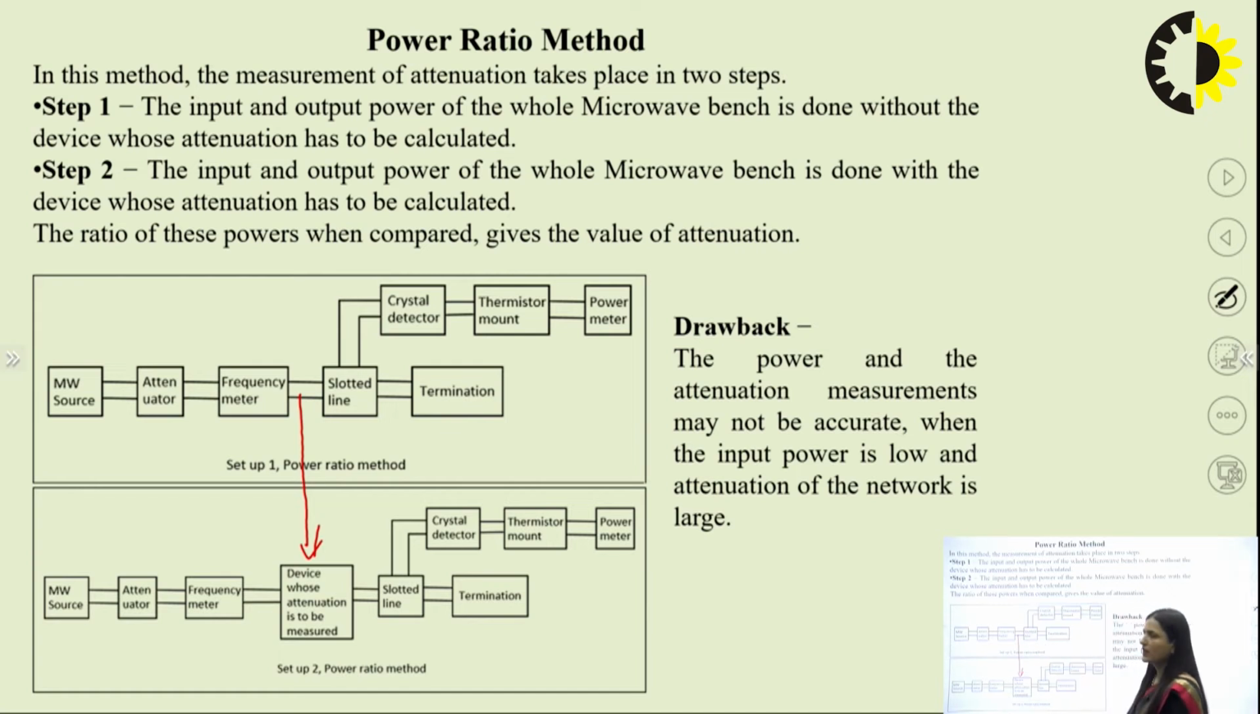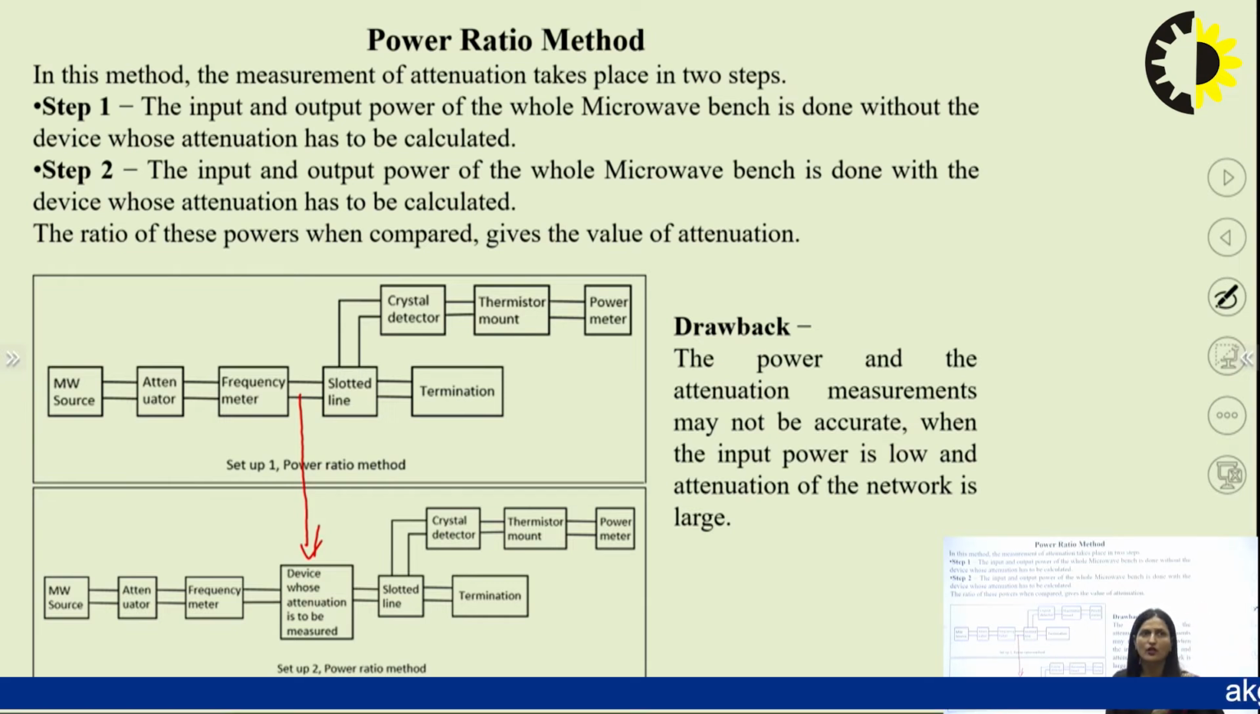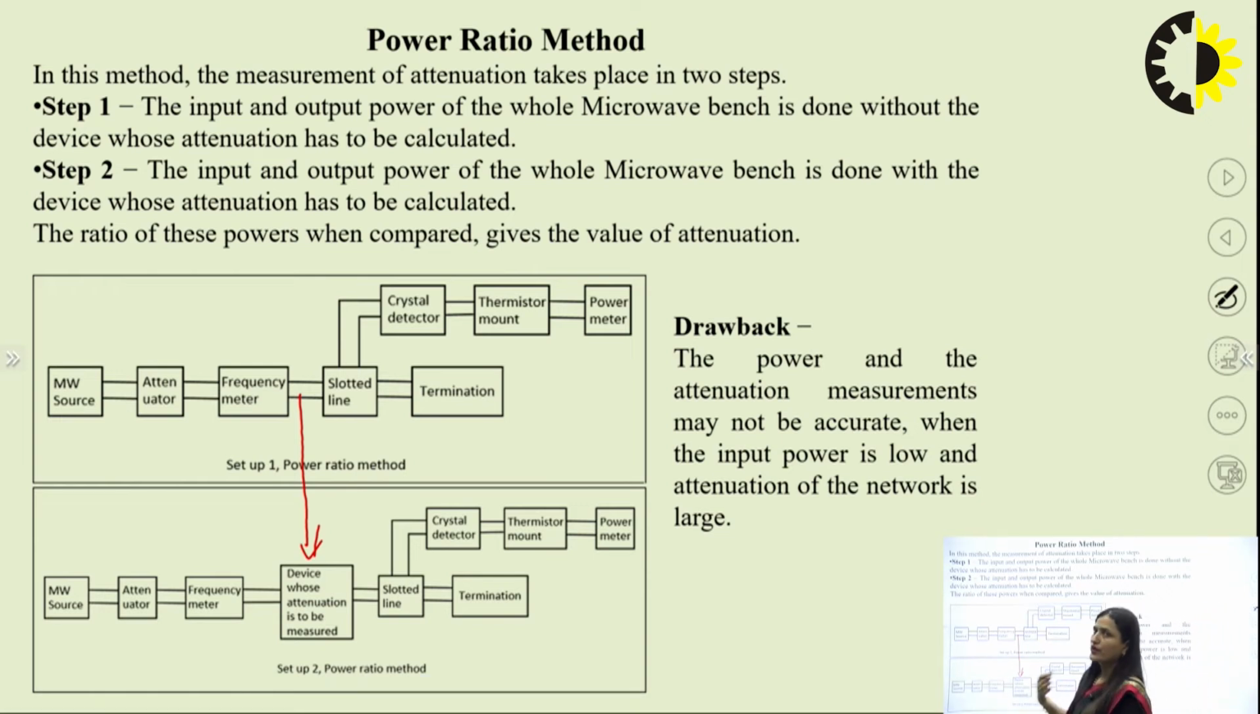So this device we are using it here, and after that the same system we are using and we find out the power, right? So the difference between these two power is the attenuation of this device, or we can say the ratio of these two power, basically the ratio, because P in by P out, okay. So the ratio of these two power is the attenuation of the particular device.